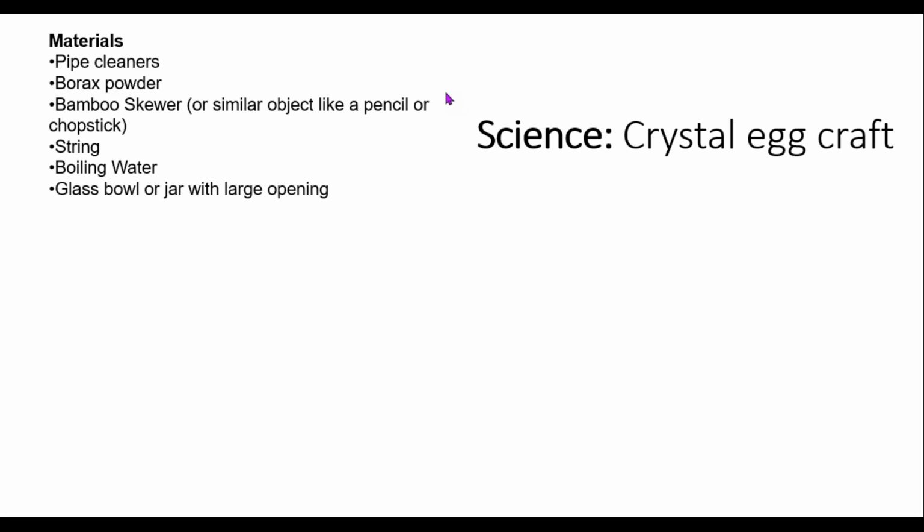And for this activity, you will need pipe cleaners. You will need borax. Borax is a detergent-like component. You can get this at any place where you find detergent or soap, clothing soap or something. You can also find it on Amazon, because this is a material that is used to create slime.